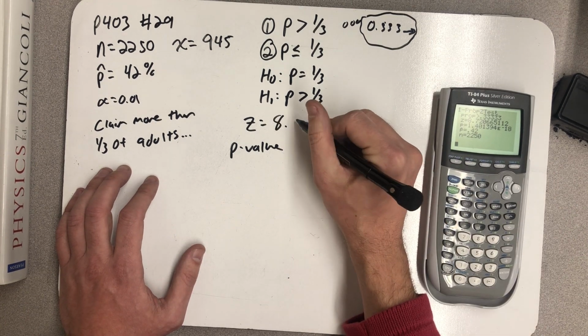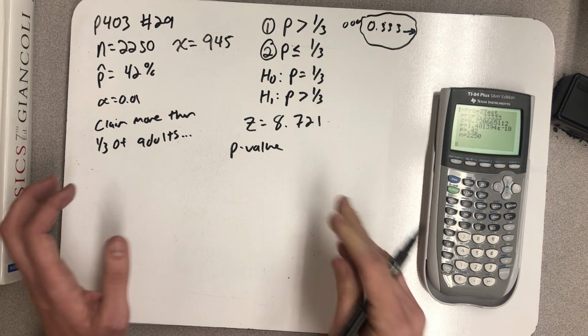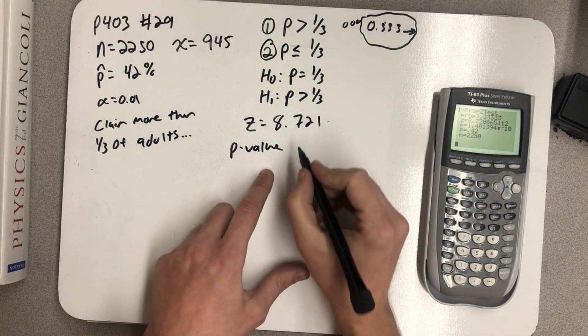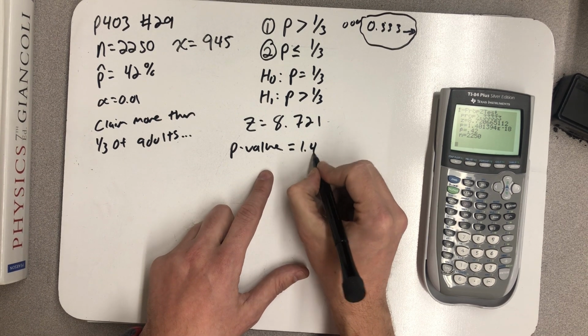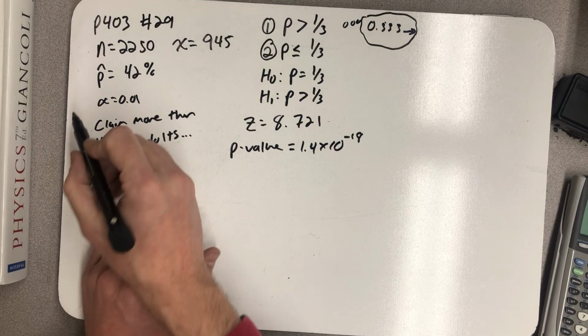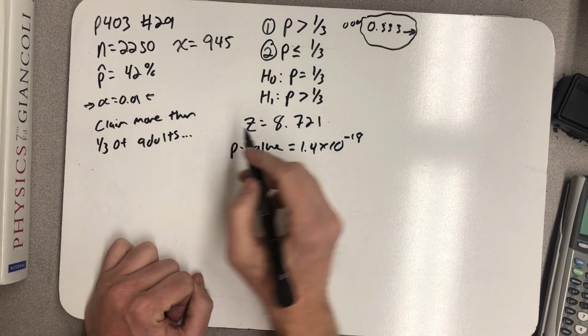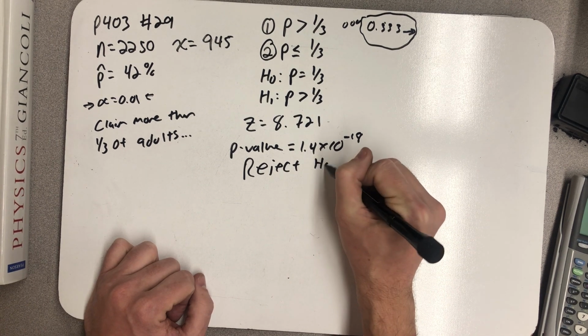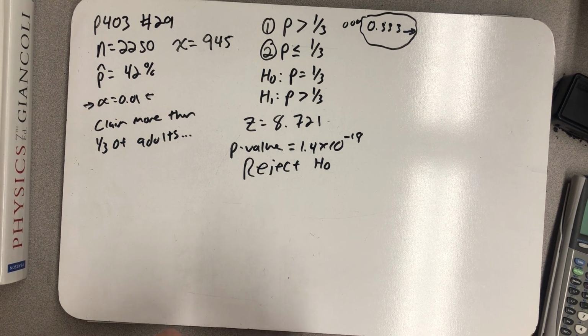I get a z-score, a test statistic of 8.721. That is a very significantly high z-score. The p-value is super low to match that, 1.4 times 10 to the minus 18. Well, I'm comparing that to 0.01, but this p-value is so small I have no choice but to reject the null hypothesis. And now our job is to word a final conclusion.